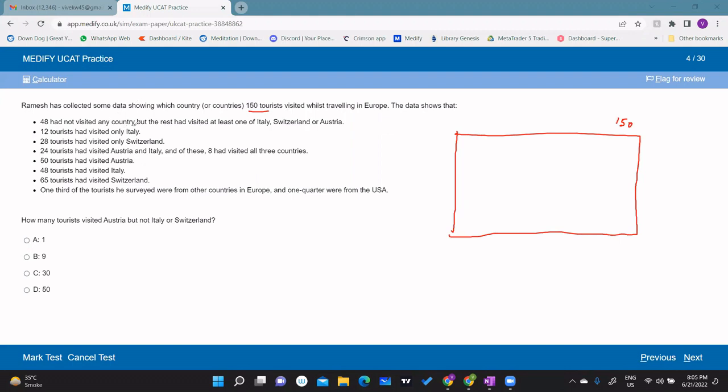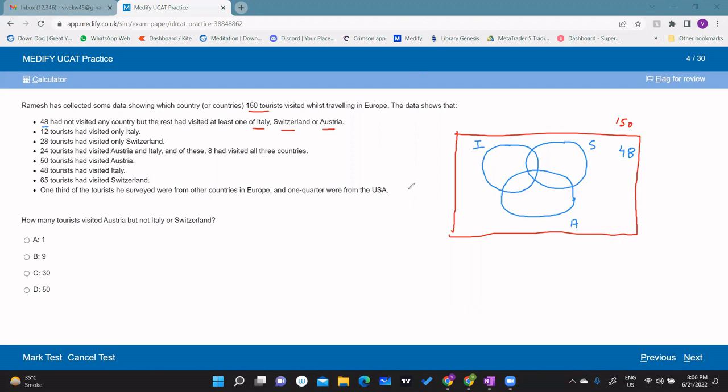40 had not visited any country, but the rest had visited one of Italy, Switzerland, or Australia. So the three categories are Italy, Switzerland, and Australia. So let's say this is the particular set for Italy. This is another set for Switzerland, and the third set for Austria. My bad if I said Australia. So Austria. Since 40 had not visited any country, 40 would be outside of the circles, but inside the box, because the box is including the number 150.